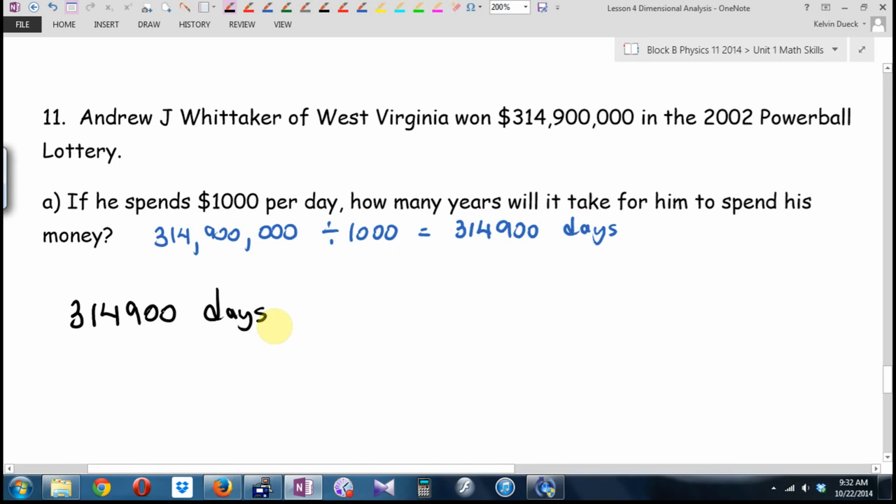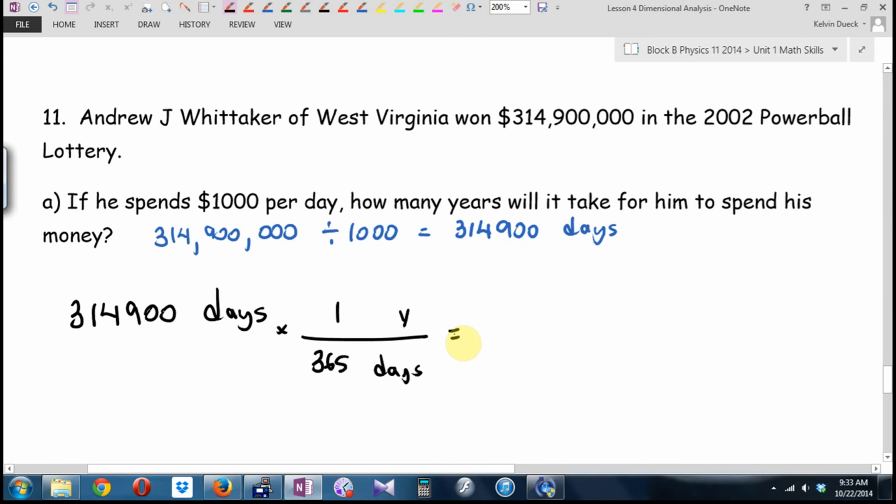Do I know the conversion factor to go from days to years? Hey, yeah, I do. How many days is how many years? So we're going to put days on the bottom, years on the top, and 1 year is 365. Like I said, sometimes the conversion factor ends up on the bottom.